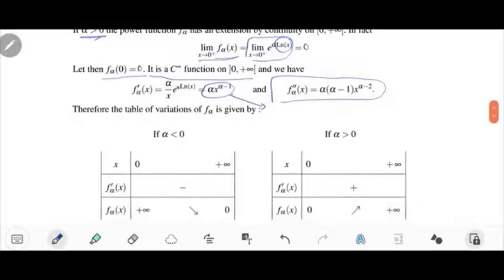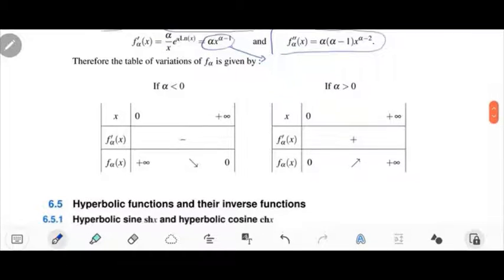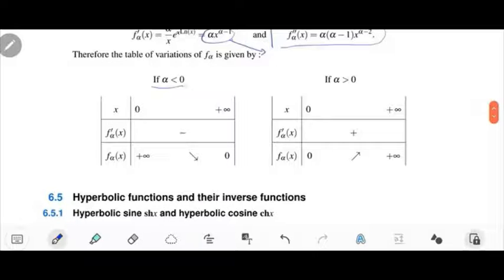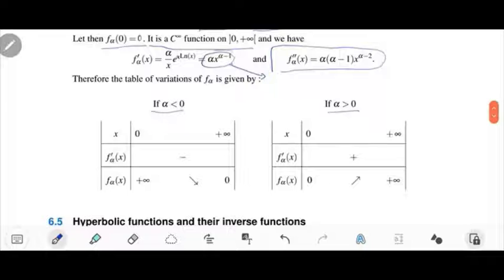So the table of variations of f alpha will be given for two cases, when alpha is negative and alpha is positive. If alpha is negative, this derivative will be negative, so the function is decreasing, and if alpha is positive, then the derivative will be positive and the function is increasing. And we have the limits. When x tends to 0, it goes to 0 when alpha is positive, and it goes to plus infinity in the case when alpha is negative.